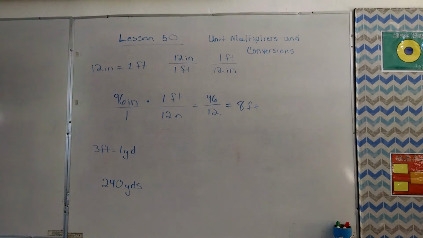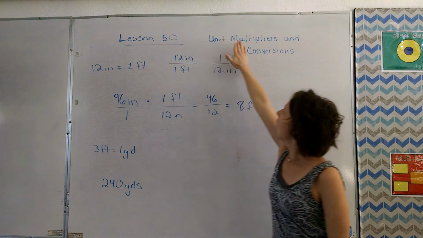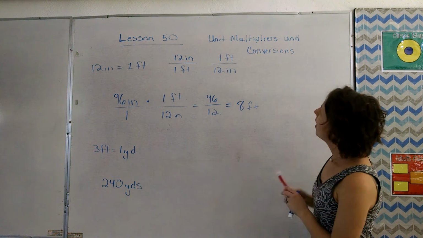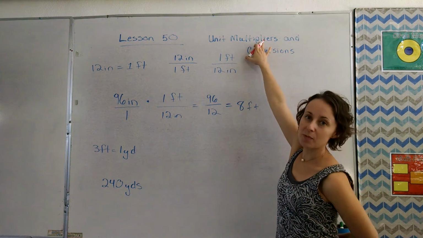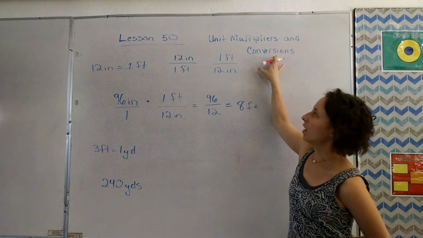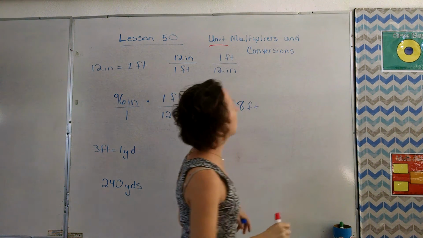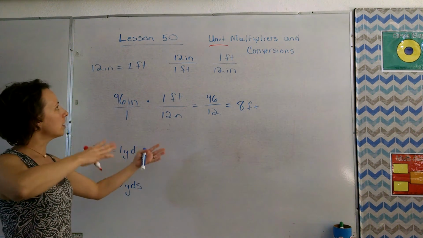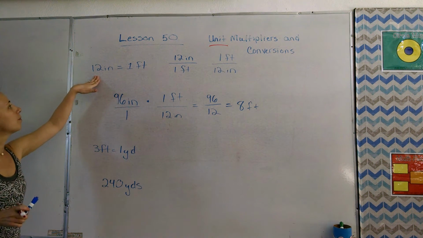This is Saxon Math for 6th grade. Today we're going to be doing lesson number 50, unit multipliers and conversions. Multipliers and conversions means we're going to be multiplying and we're going to be converting from one unit to another. So today's lesson is all about going from feet to inches or meters to centimeters, from one unit to a different unit. Let's look here at something you already know.